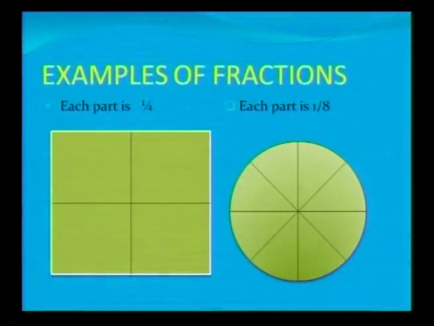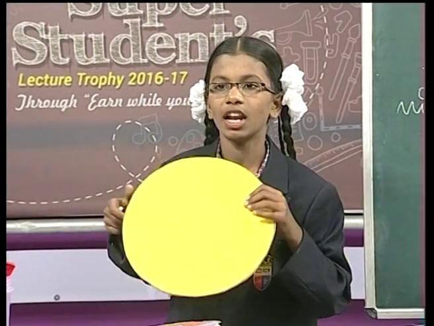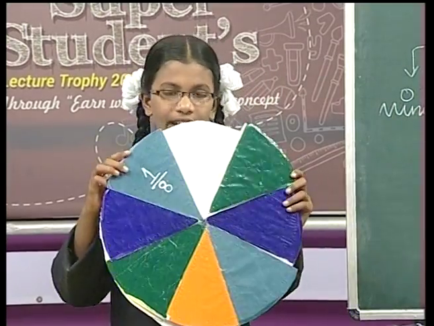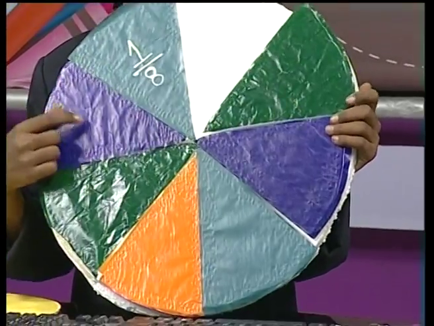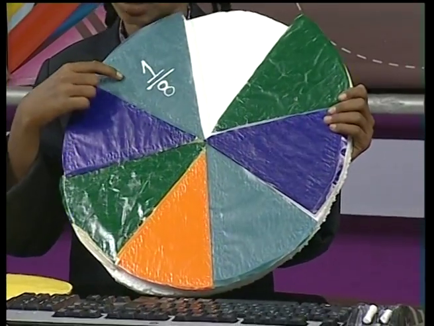And another example is circle. Friends, this circle is divided into 8 parts. Here each part is called as 1 by 8. Friends, observe here, in this circle again I divided into 8 parts. Here also each part is called 1 by 8.